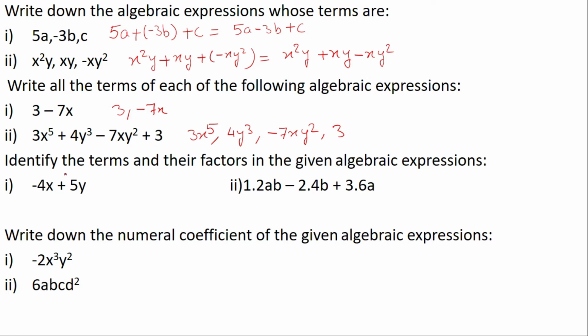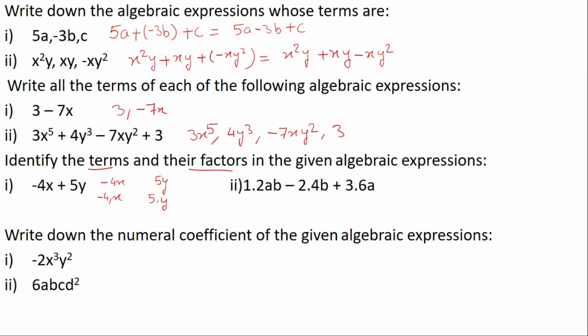Next one is, identify the terms and their factors in the given algebraic expression. So what we have to find out? First we have to find the terms, after that their factors. So in this algebraic expression there are two terms, one is minus 4x and second is 5y. So the factors for the first term are minus 4 and x, and the factors for the second one are 5 and y.